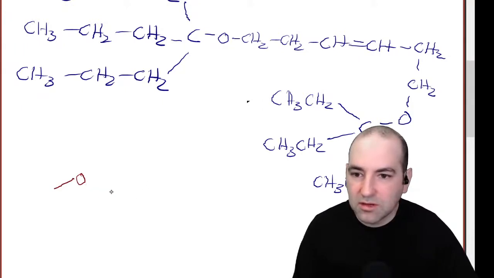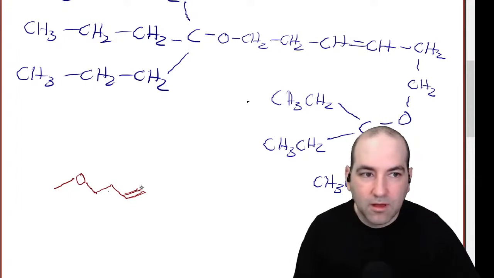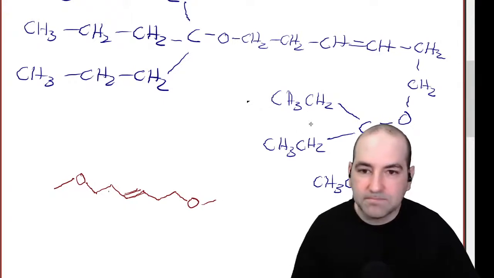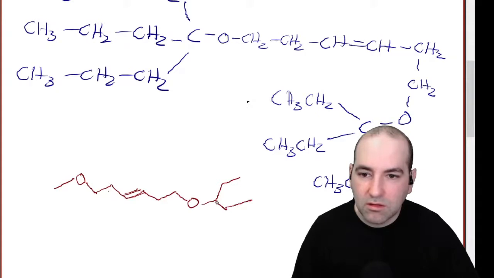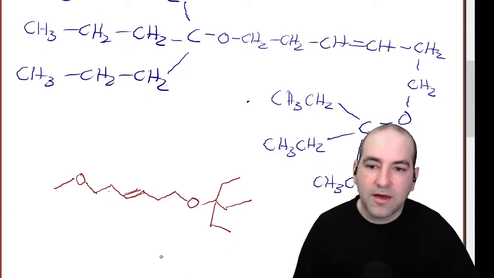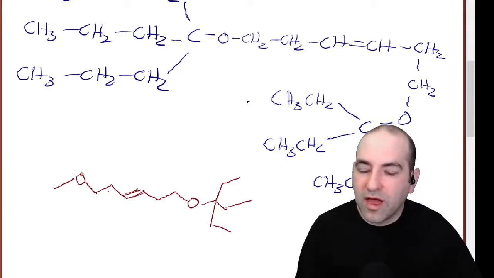Oh, what happened there? Sorry, let's try that again. O, CH2, CH2, CH, double bond to CH. There's my double bond. Then CH2, CH2, O, C, and then these 2 carbon groups coming off. So like something like that. Over on the left, we can't forget that.